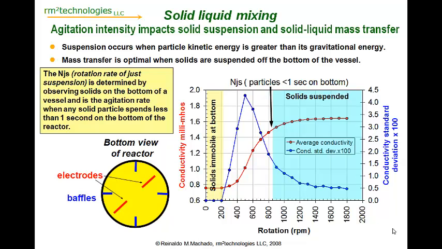Visually, we can photograph the bottom and make a note, or we can do things like place electrodes at the bottom of a simple solution that has a slight electrical conductivity. By measuring the conductivity of those two electrodes as a function of rotation rate, we can determine when the solids are suspended and compare that to our visual observations.